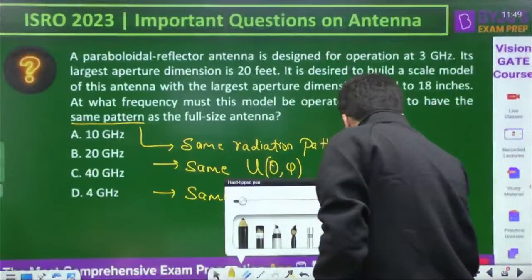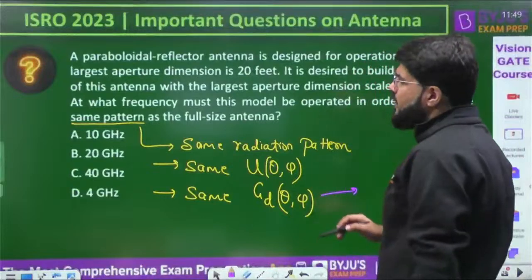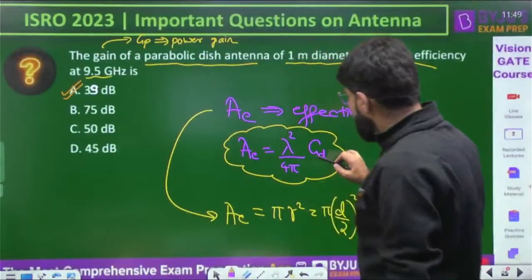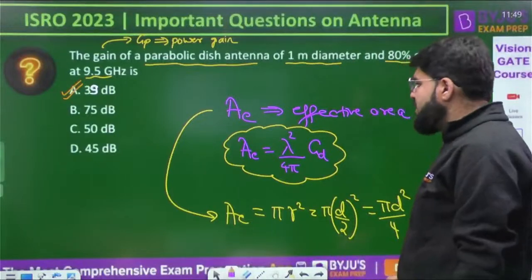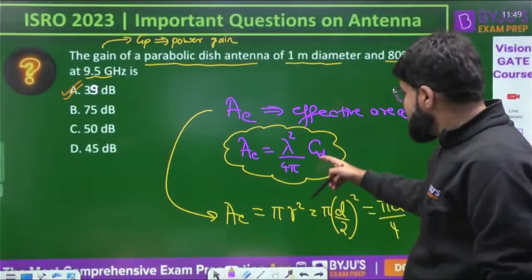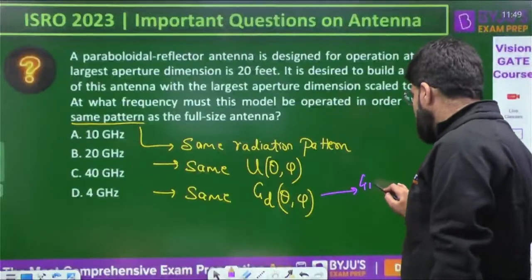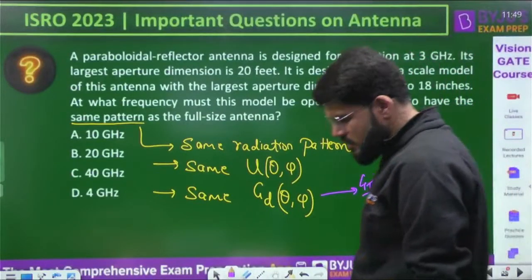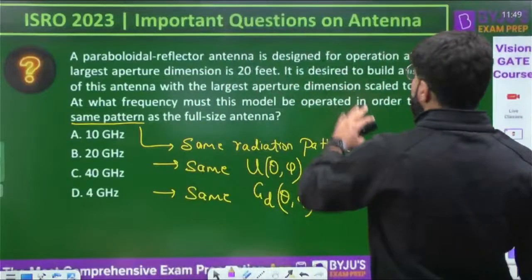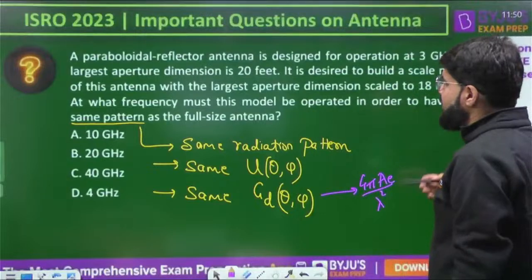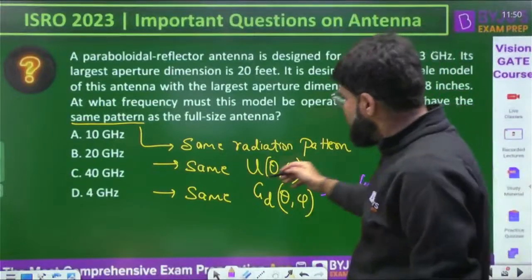Now, what is this GD? This is again on a paraboloid reflector. So what we have learned, GD will be given by this formula: GD will be 4 pi AE by lambda square. Lambda is not given, frequency is given. Because you are scaling the dimension, the frequency has to be changed if you want the same directive gain.